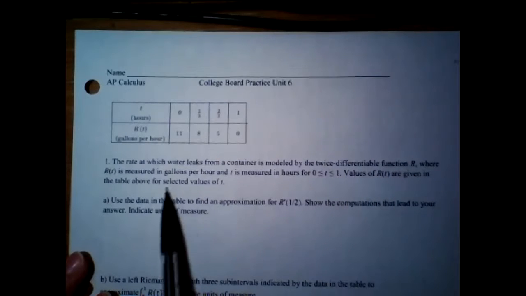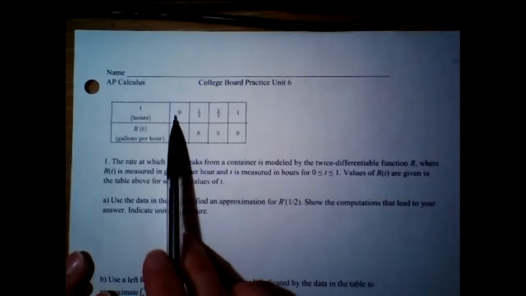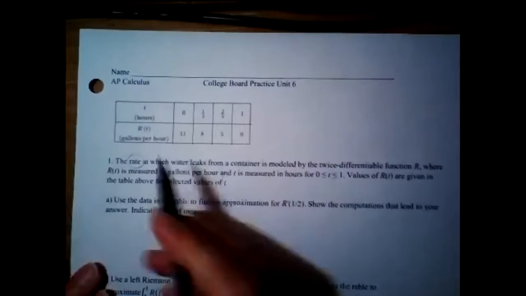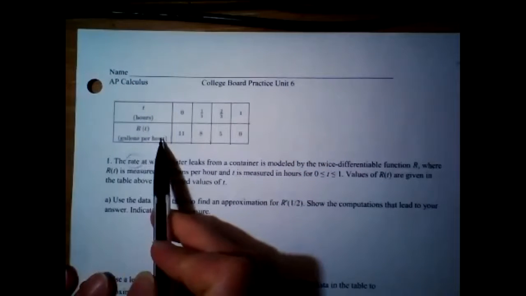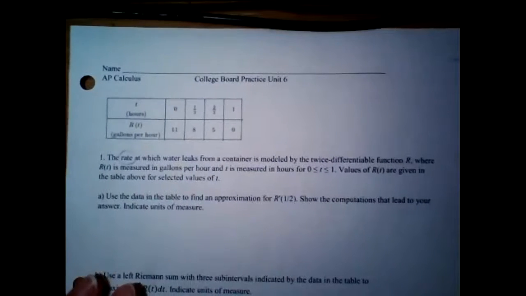Function R, where R of t is measured in gallons per hour and time is measured in hours from 0 to 1. And you can see that here's 0 to 1. Here's the important thing to understand here. They said that it is a rate. And notice that the units are gallons per hour. A rate is going to be something per something else. So they gave us a rate.